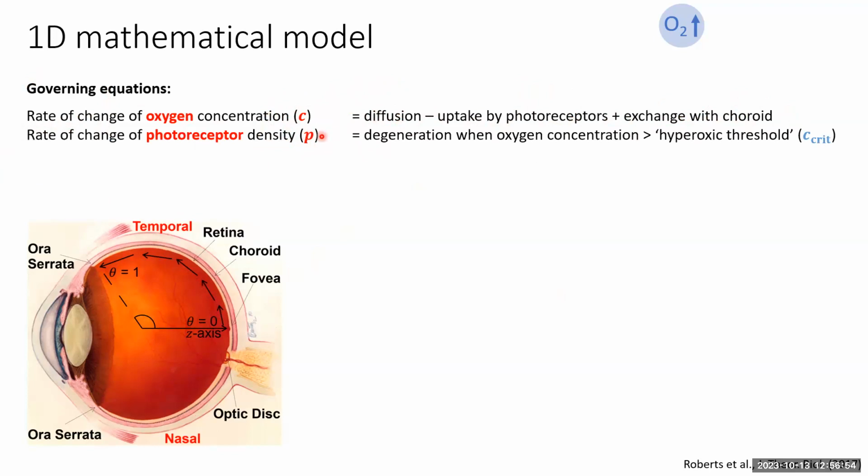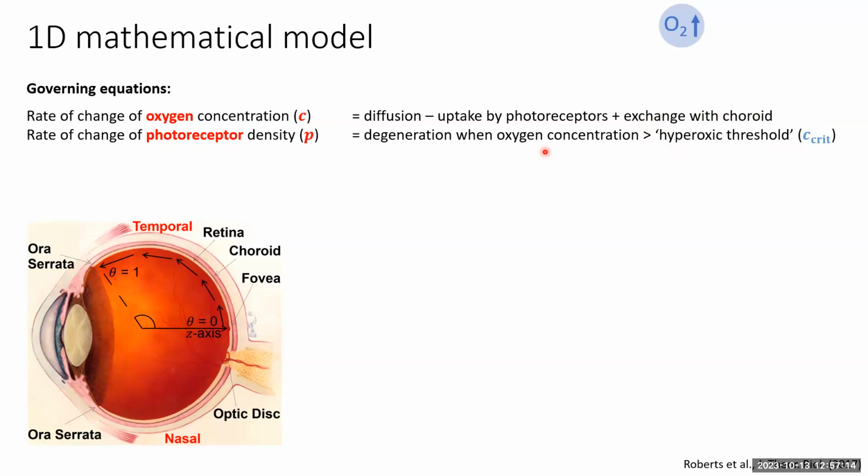What we'll say is that the photoreceptors remain fixed in density and healthy unless and until the oxygen concentration comes to exceed what I call a hyperoxic threshold. So oxygen levels become toxically high. I call that threshold s_crit. If that happens, then the photoreceptors will degenerate exponentially in that area.